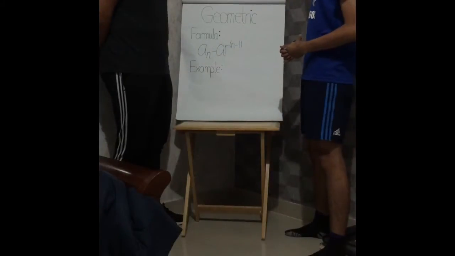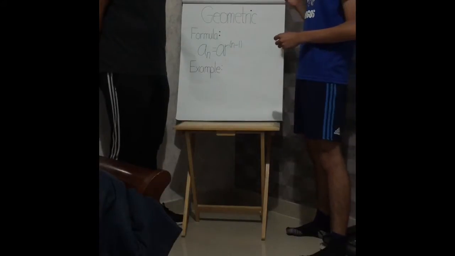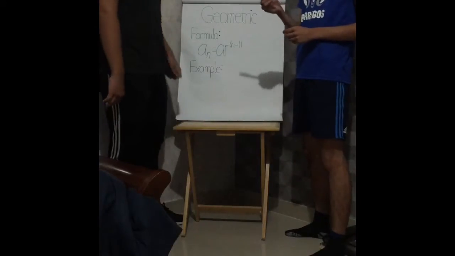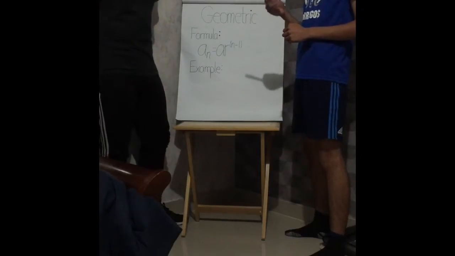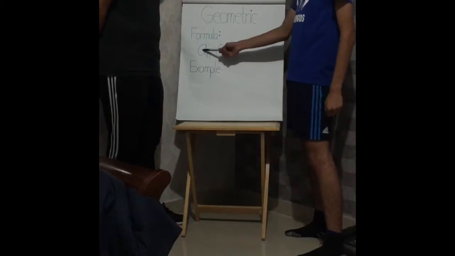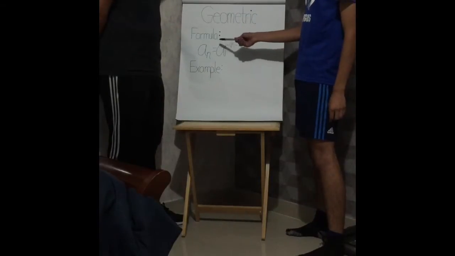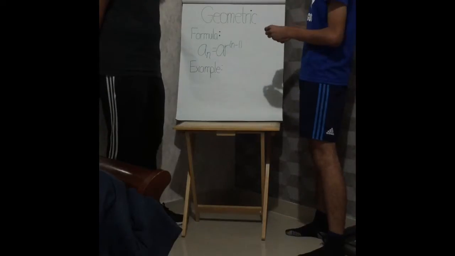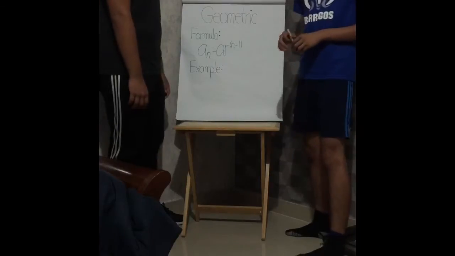So now we're going to talk about geometric sequences. The main difference between geometric and arithmetic sequences is that in geometric you find the difference between terms by multiplication and division, and in arithmetic you find it by subtraction and addition. So the formula for geometric sequences is a_n, that is the nth term, and you need to multiply the first term times the common ratio of the terms raised to the power of n minus 1. An example can be this one.